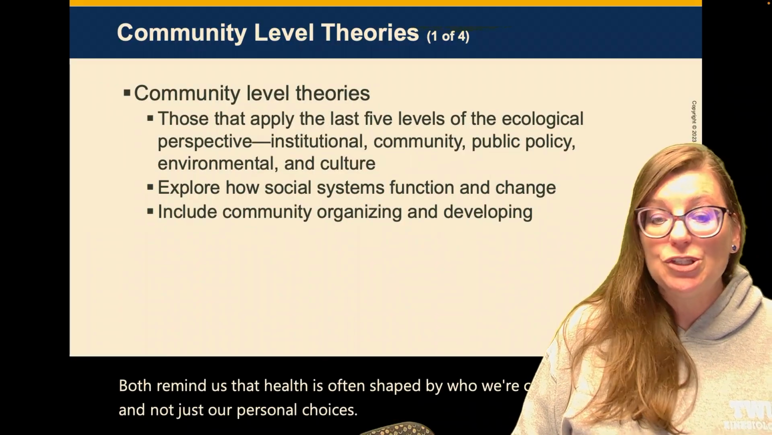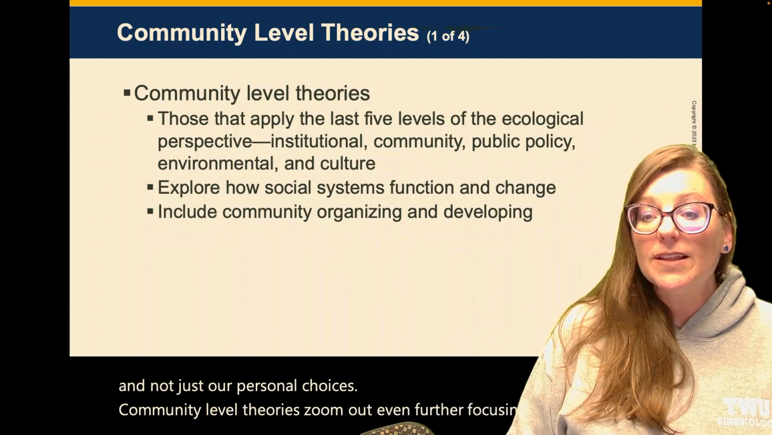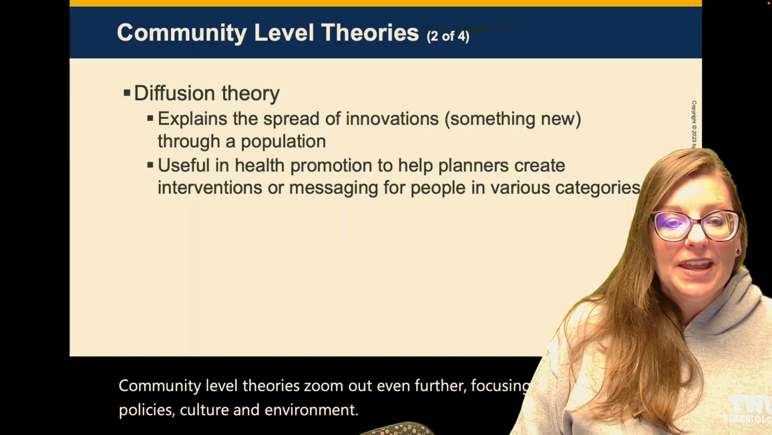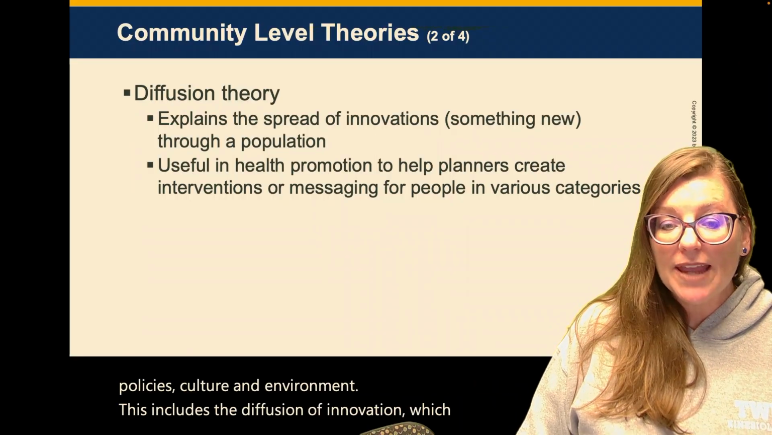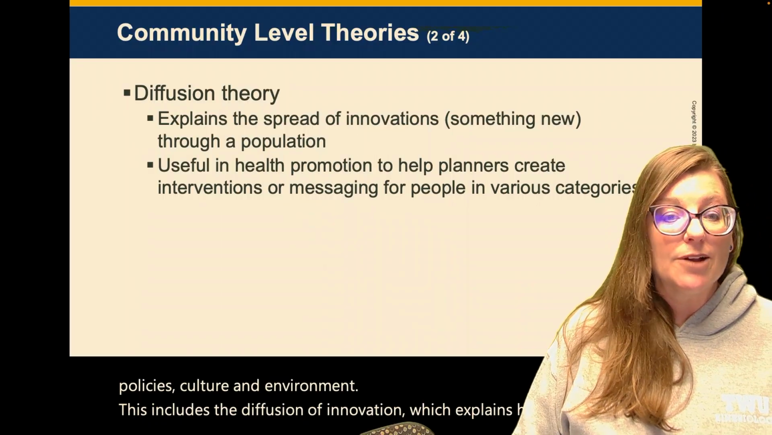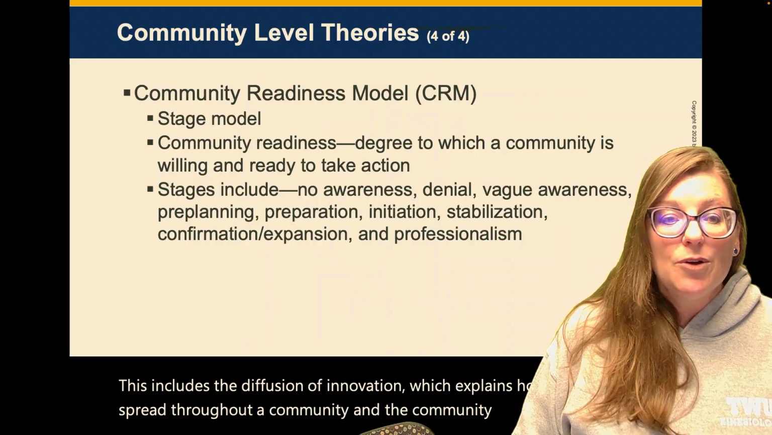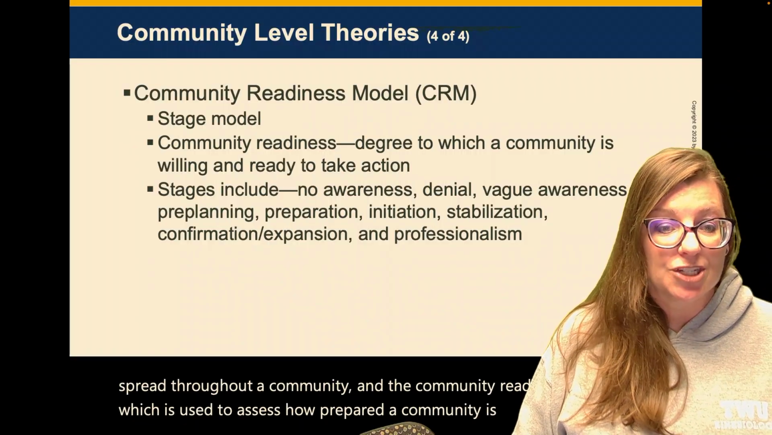Community-level theories zoom out even further, focusing on institutions, policies, culture, and environment. This includes the diffusion of innovation, which explains how new ideas are spread throughout a community, and the community readiness model, which is used to assess how prepared a community is to take action.